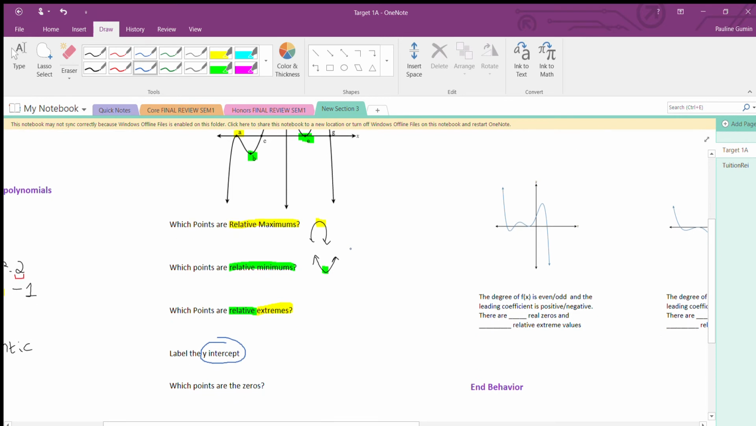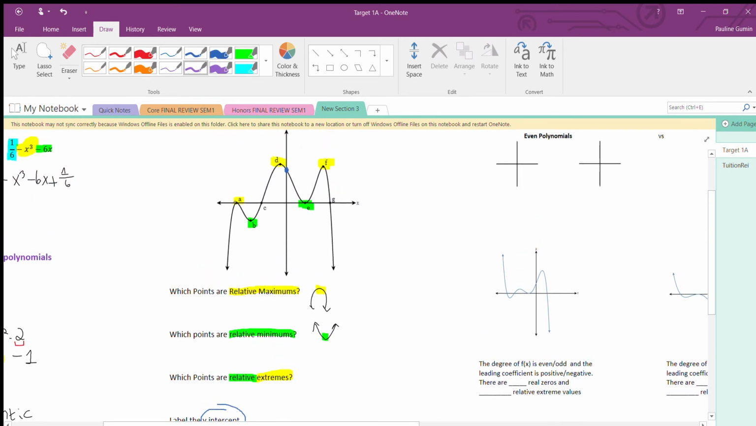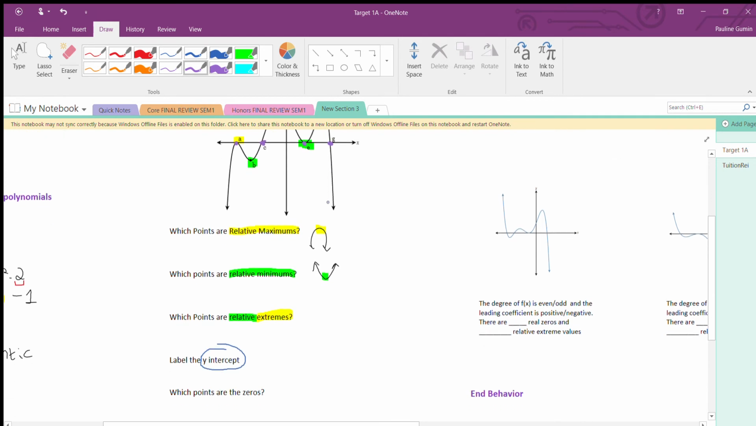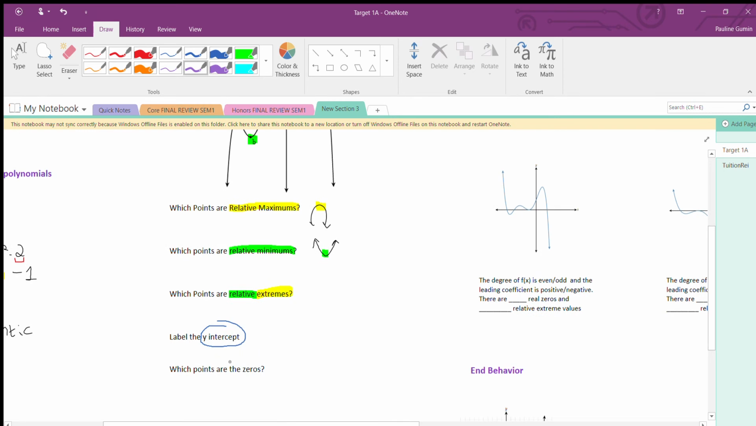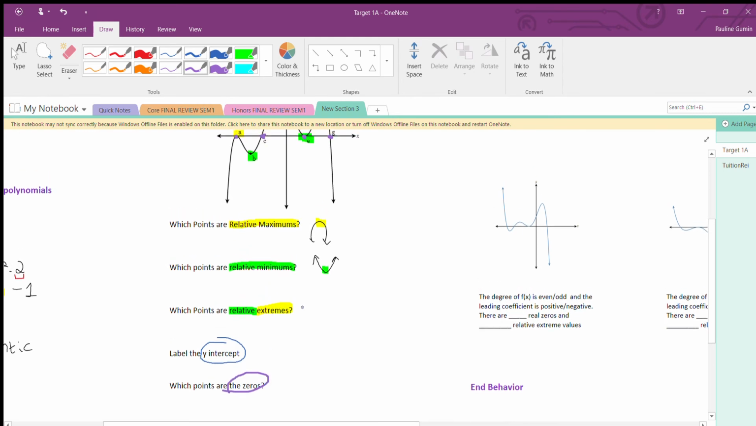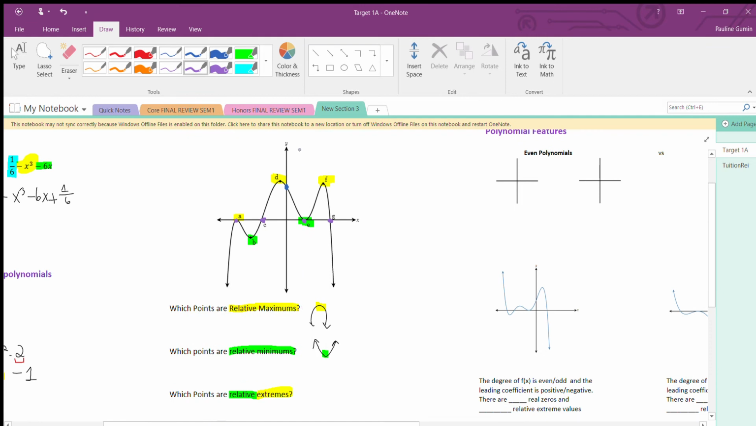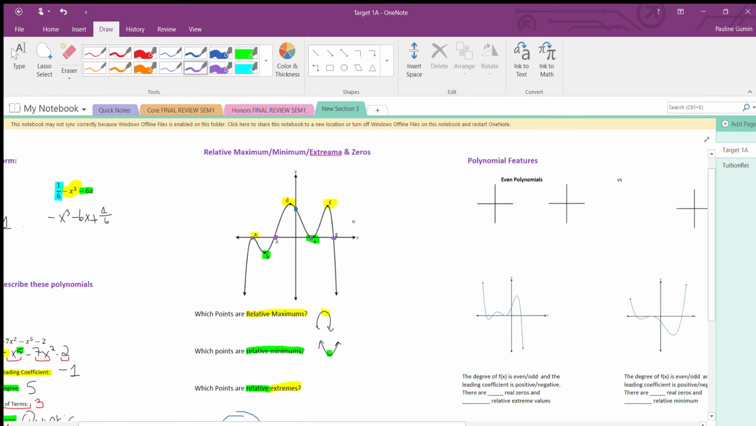And lastly, which points are zeros? Zeros are points that cross the x-axis. So we have one right here on letter A, one right there on letter C, one right here on letter E, and yet another one right here on letter G. I did that in purple. So y-intercept is where we cross the y-axis, zeros are where we cross the x-axis.